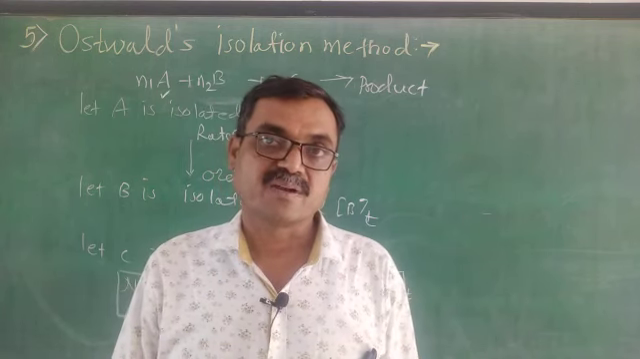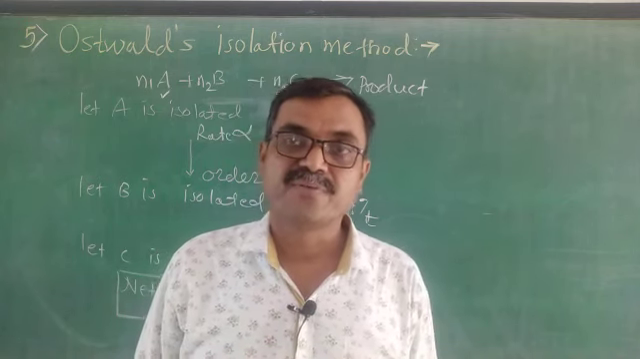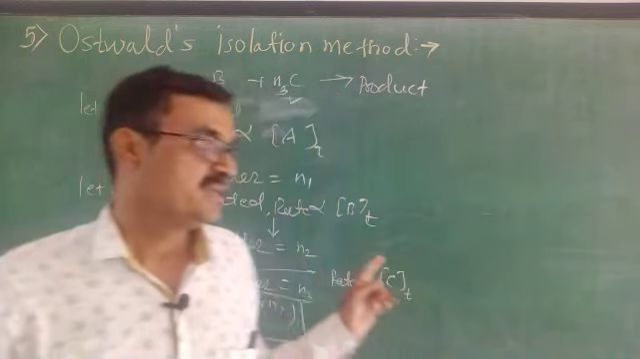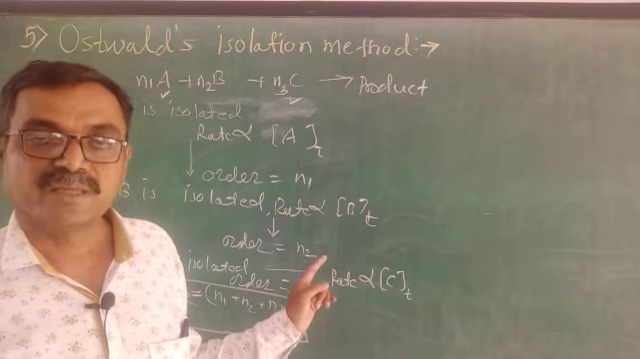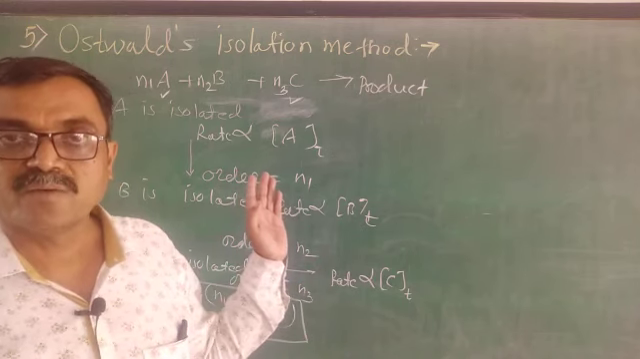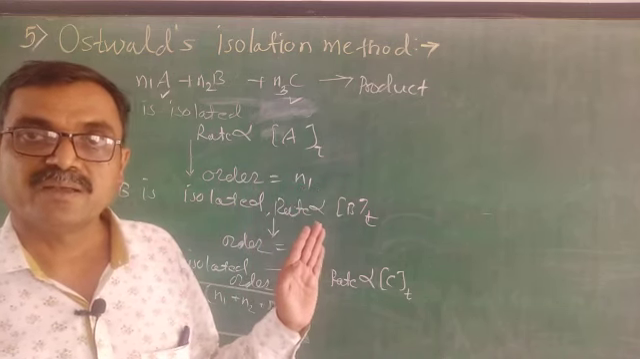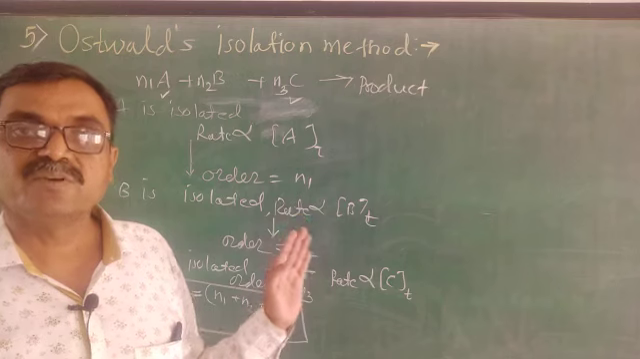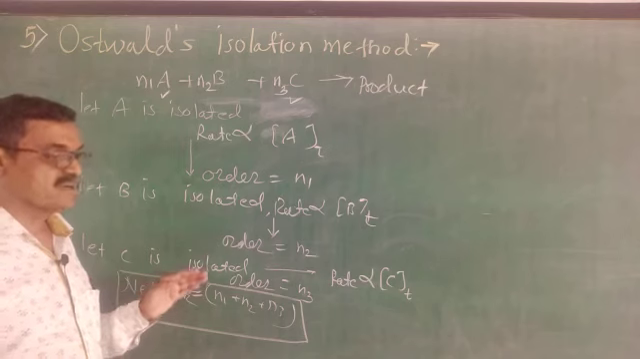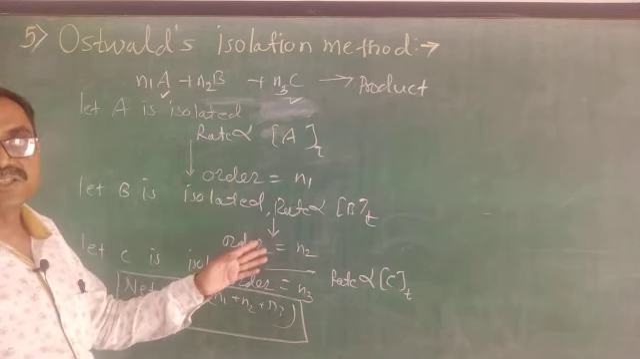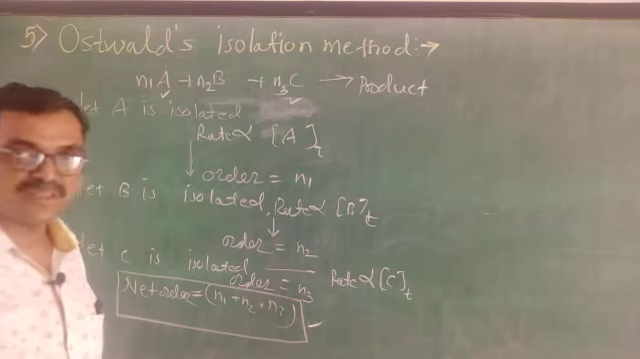After making several experiments, Ostwald came to know that if the order of reaction is to be found out in a reaction where there are more reactants, then isolate them one by one, then calculate the individual order of reaction, and for the net order sum the order of each step. This is Ostwald's isolation method.